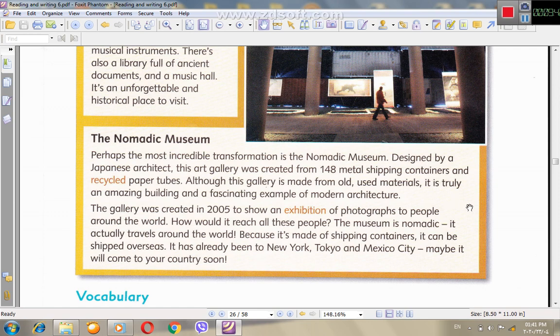Okay, now listening is done, but maybe you ask what's nomadic. Nomadic means moving from one place to another. Just like the museum is nomadic. It actually travels around the world. So this is the museum that's created from shipping containers and recycled paper tubes. It's also an amazing building and a fascinating example of modern architecture. It's nomadic, it means moving from one place to another.